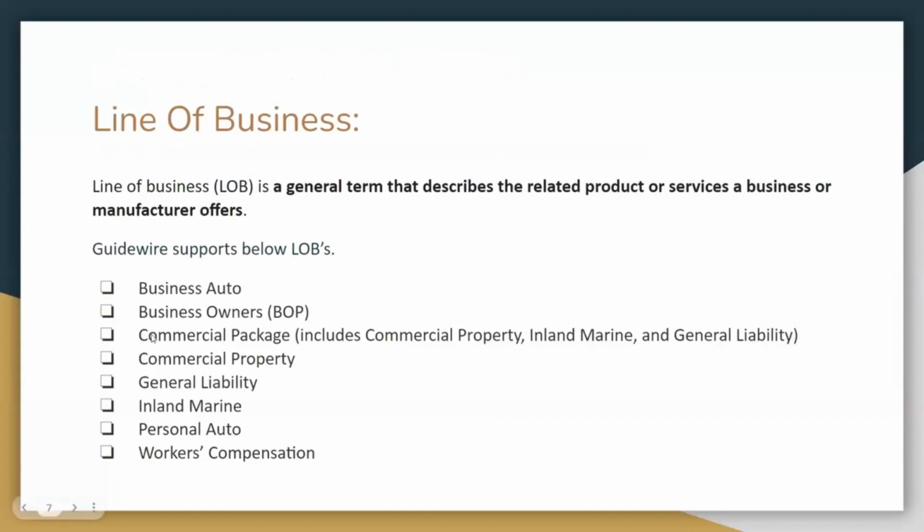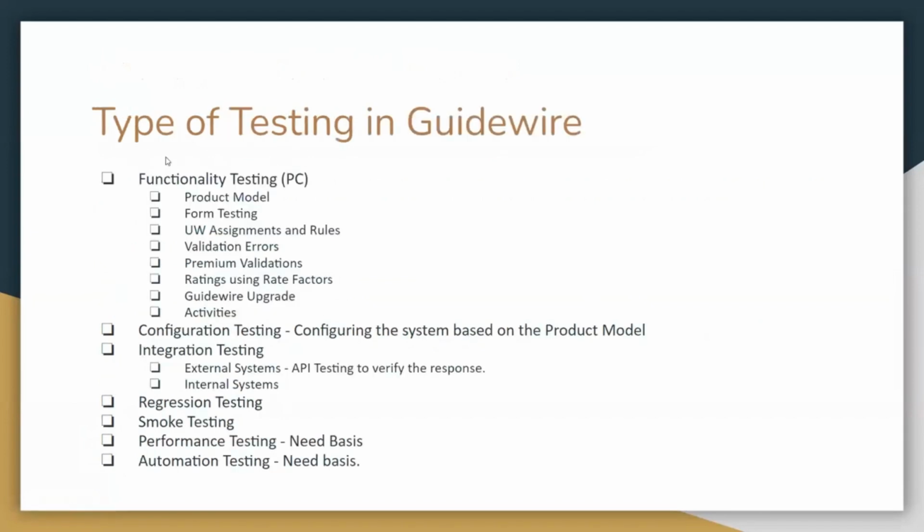These are the lines of business supported by Guidewire Policy Center, starting from business auto, business operations, inland marine, general liability, commercial property, personal auto, and workers' compensation. All these LOBs are supported by the Guidewire Policy Center application. Types of testing in Guidewire.